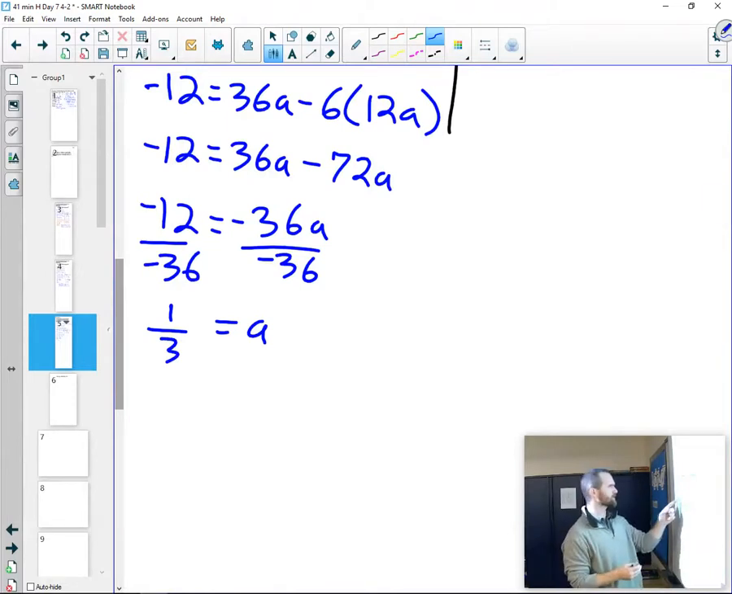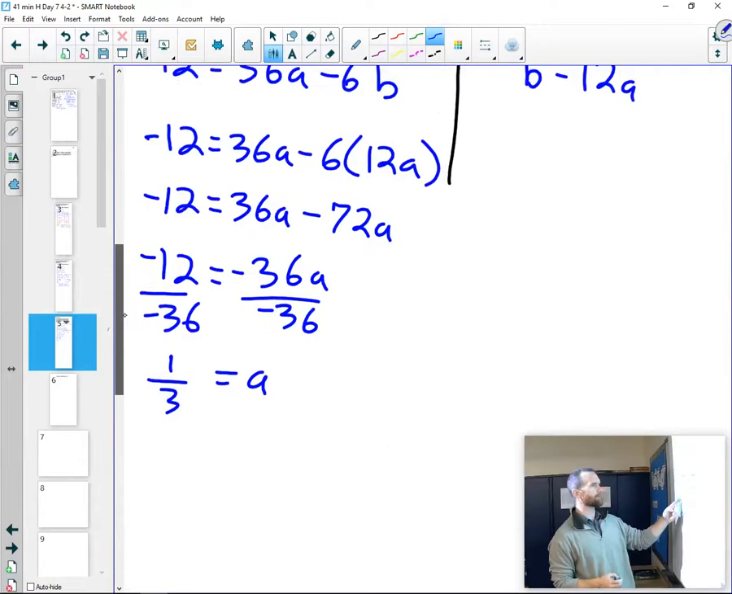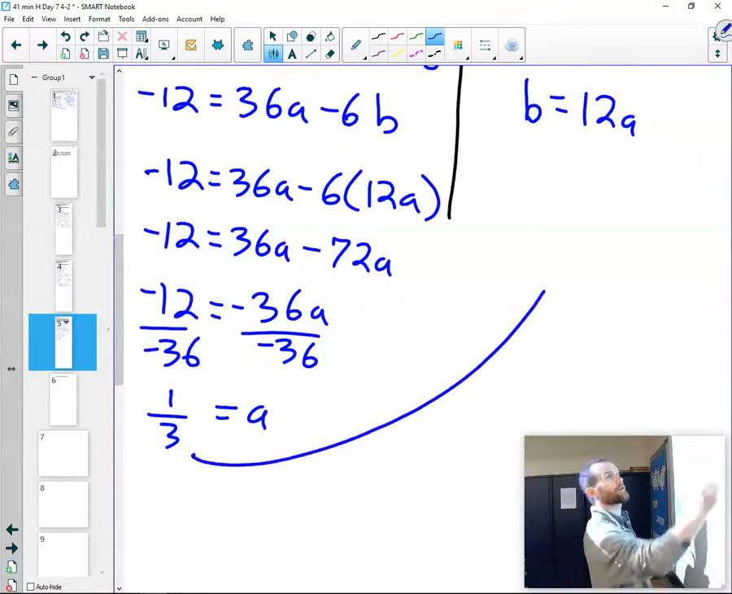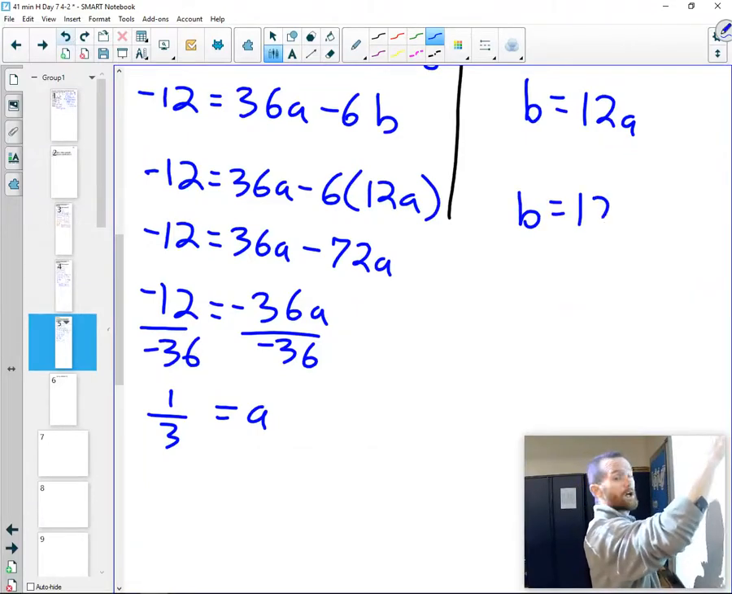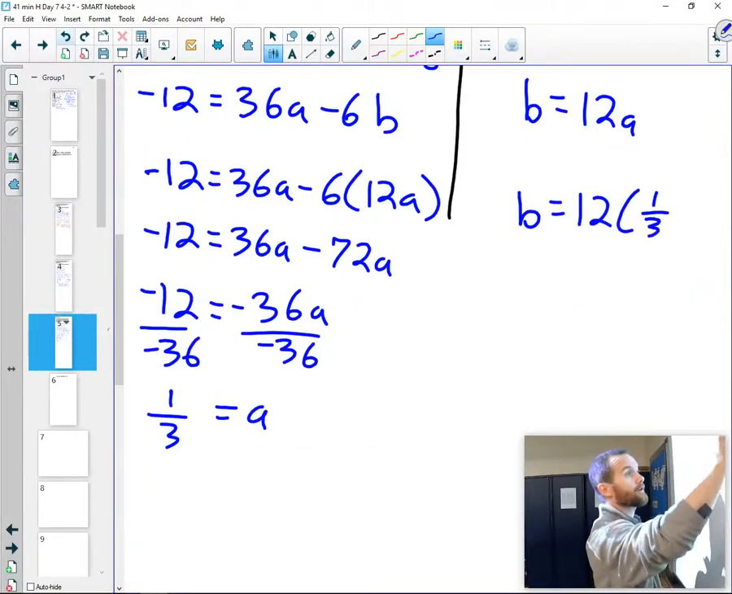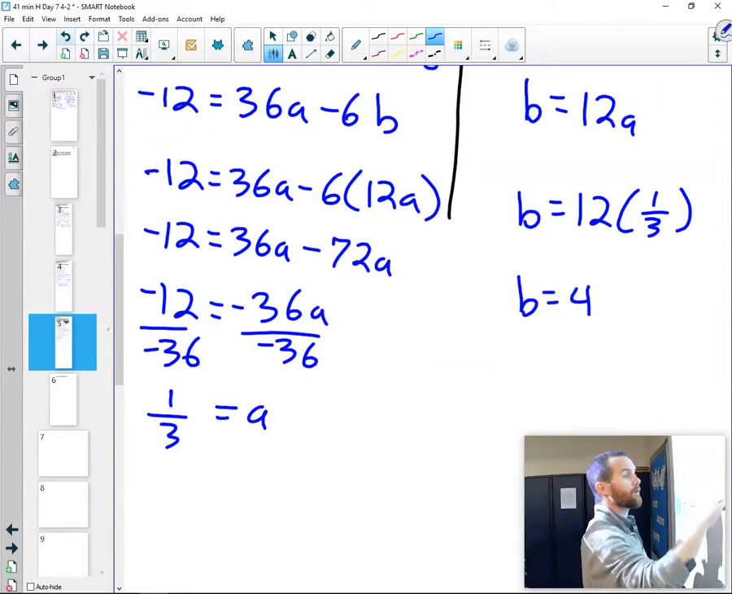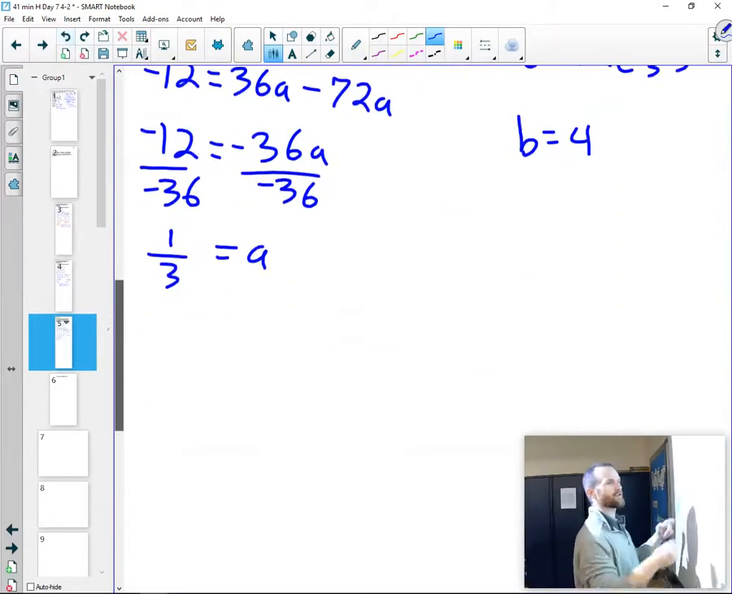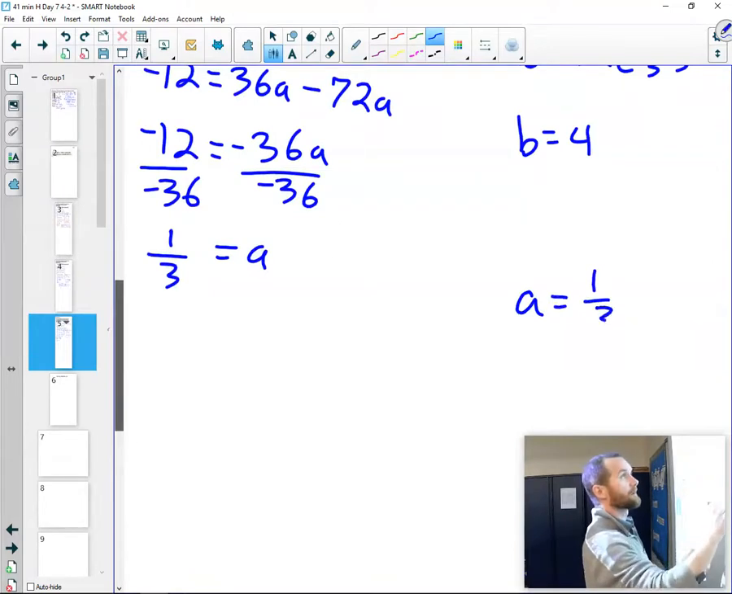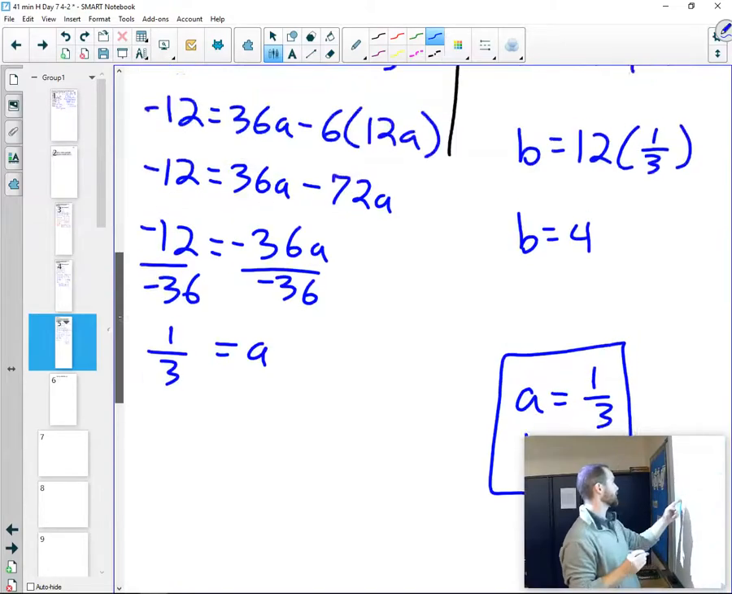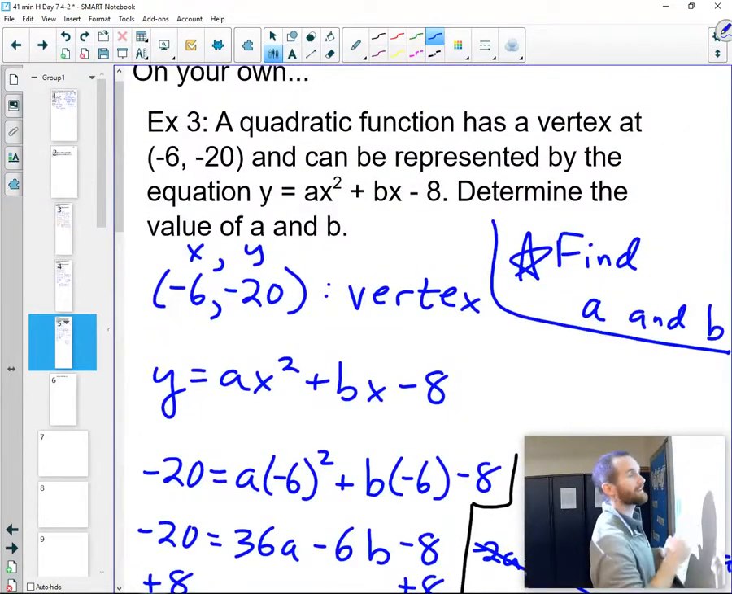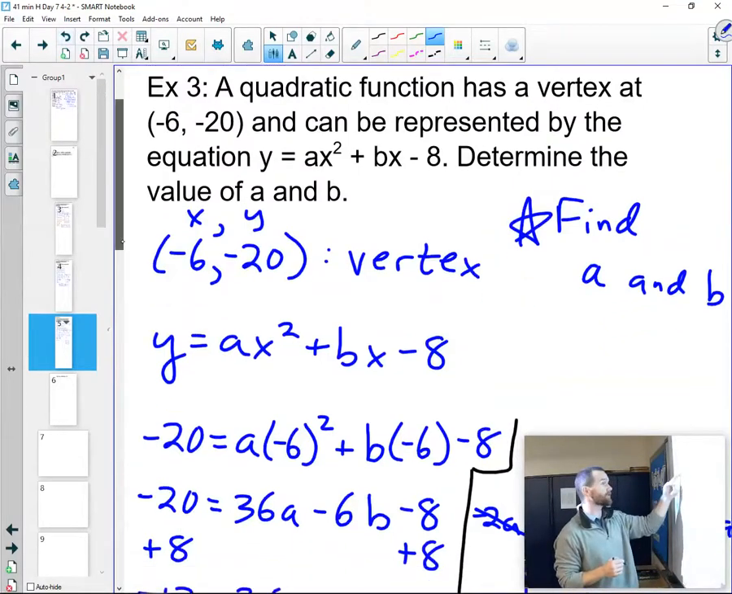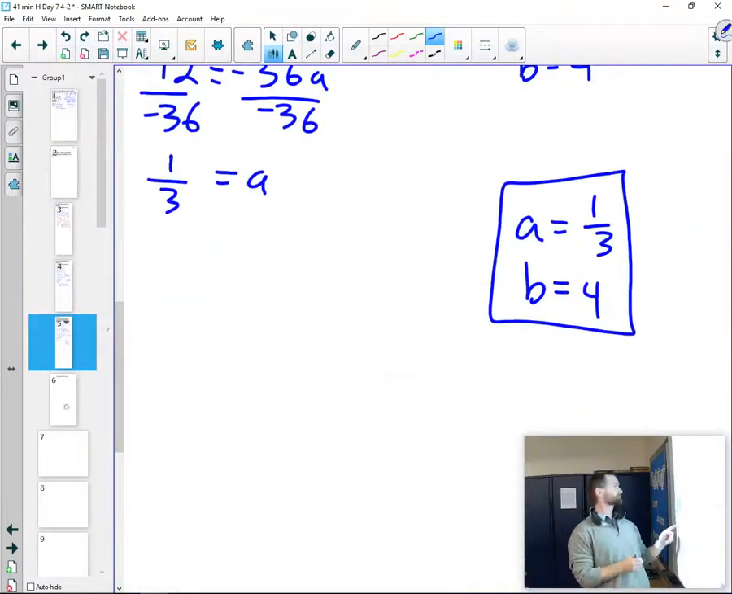That's our a value, which is actually our first answer, because all we need to do is find a and b. And to find b, we just take that 1/3 and plug it in up there. So that's going to become b equals 12 times our a value, which we just found out was 1/3. We end up with b equals 4, and that's our answer. So a equals 1/3, b equals 4, and we are done, because all the directions wanted us to do, if we scroll back up, we just had to find a and b. That's why I put that right there in case I forgot. So we're all done.